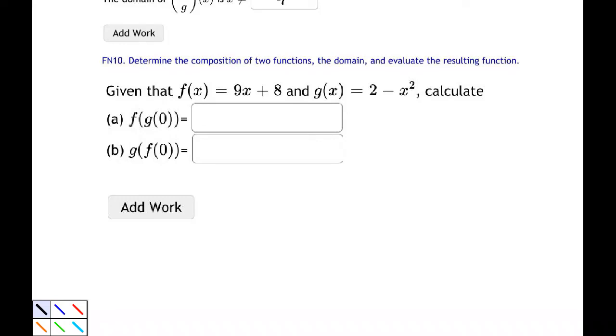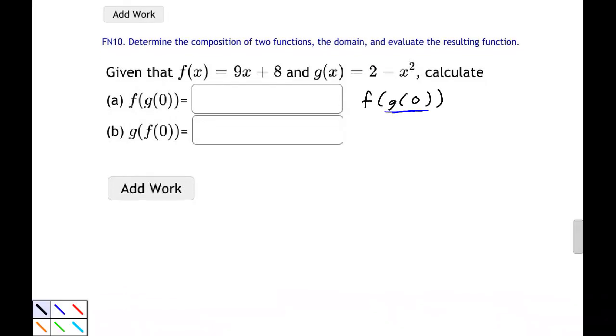I'm not going to actually write what the composition is, but we have done that in our notes. Since we want to calculate f of g of 0, the very first thing we need to do is rewrite that, f of g of 0. What I need to determine first is what g of 0 is. And so over here on the side, I'm going to say g of 0, and that's going to be equal to 2 minus 0 squared, based on the function g of x equals 2 minus x squared.